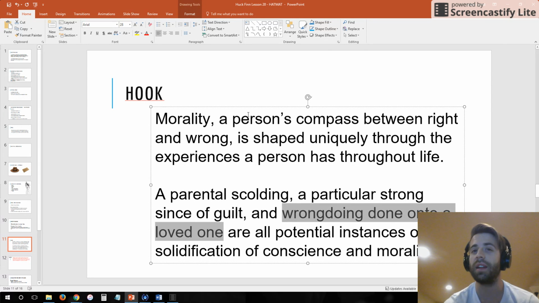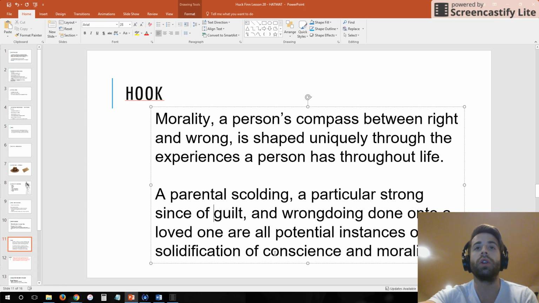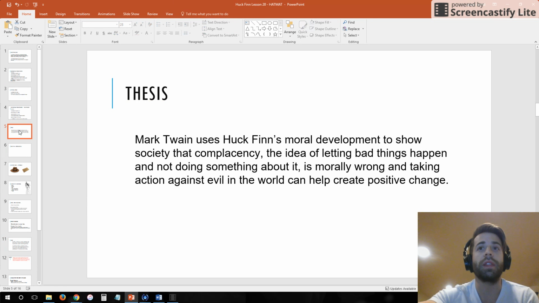He gets betrayed at the very end of the book and gets sold back into slavery. Spoiler alert. And that's terrible. And Huck witnesses that, and that really helps develop who he is as a person. And I think that really kicks him out of this idea of, okay, I can't just sit here anymore and take it. I can't just watch bad people do bad things. I have to stand up to them. So in this way, I'm really directing my hook back to my thesis, this idea of thesis being morally wrong.